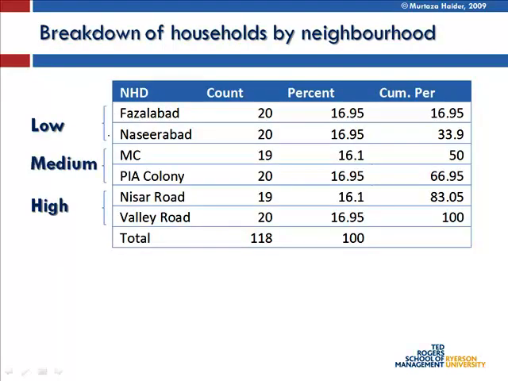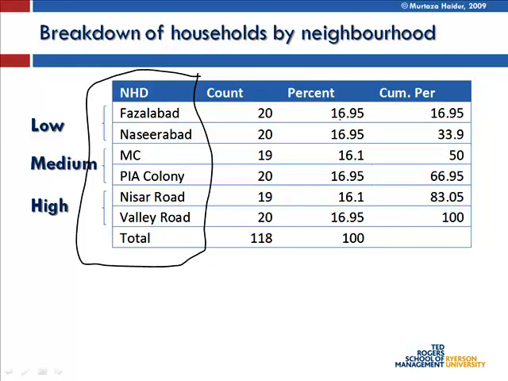So let's look at this table. You have six neighborhoods, and the names of the neighborhoods are spelled out here, right? Those first two neighborhoods are low-income neighborhoods, the next two are medium-income neighborhoods, and the following are the high-income neighborhoods. The number of observations after we had cleaned the data set was 118, and for each neighborhood we had these numbers of households. 20 households in this neighborhood of Fazlabad and 20 in Nasirabad, but in this neighborhood of Nisar Road, we had just 19 observations. We lost one household because of data issues.